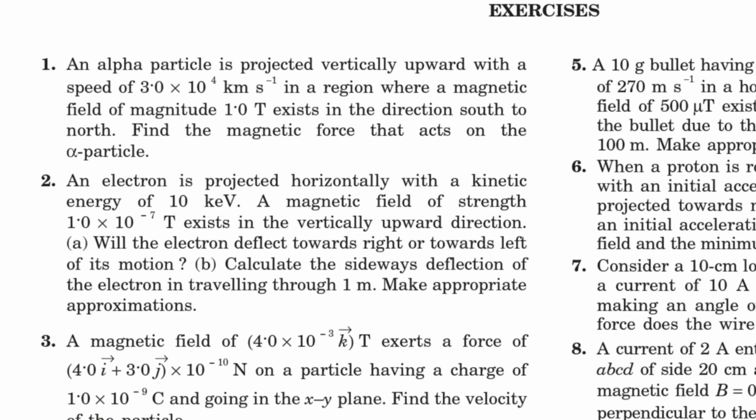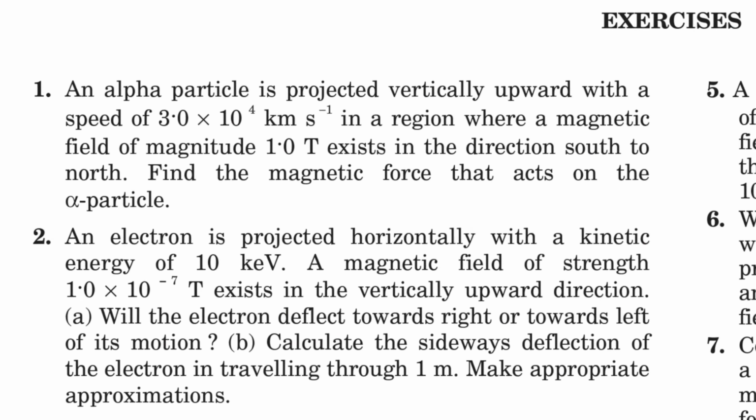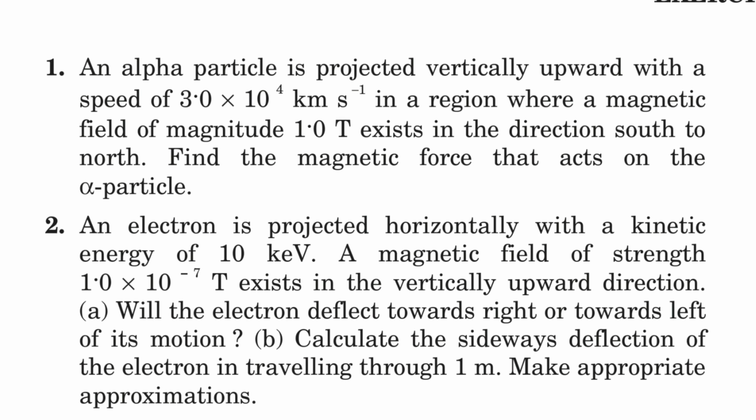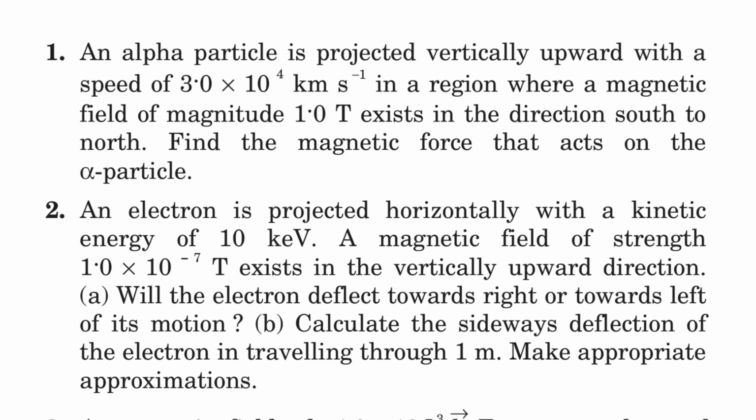So let's start the exercise questions. First question is, an alpha particle is projected vertically upward with some speed in a region where a magnetic field of magnitude 1 Tesla is there and direction is south to north. Find the magnetic force that acts on the alpha particle.